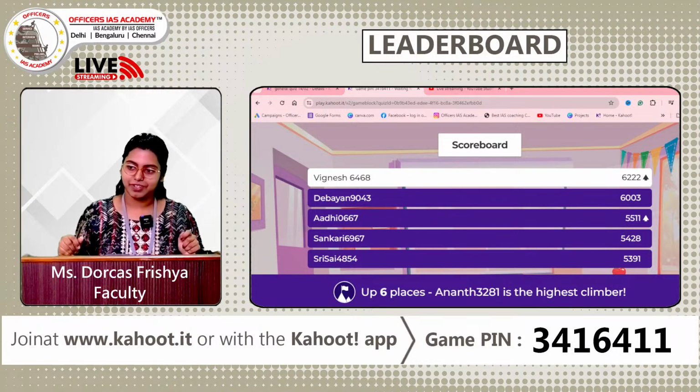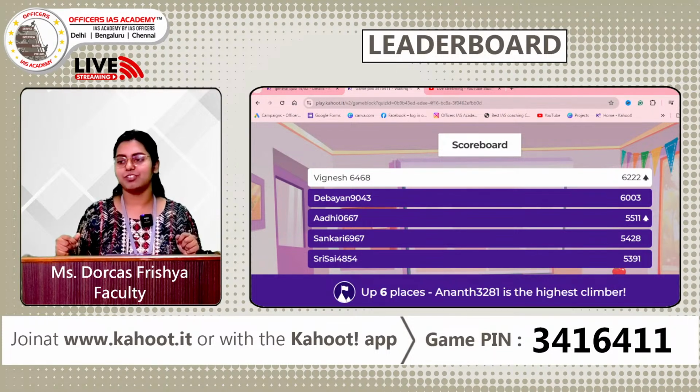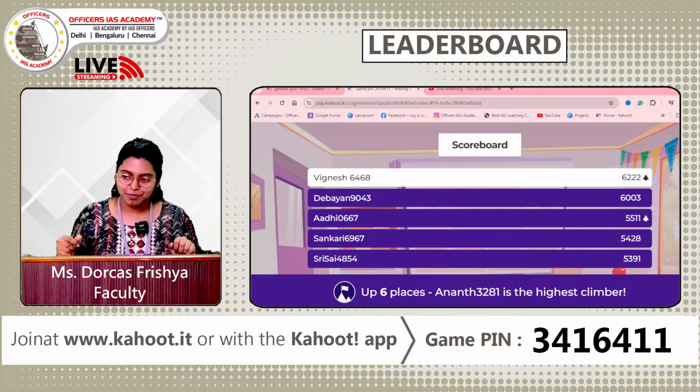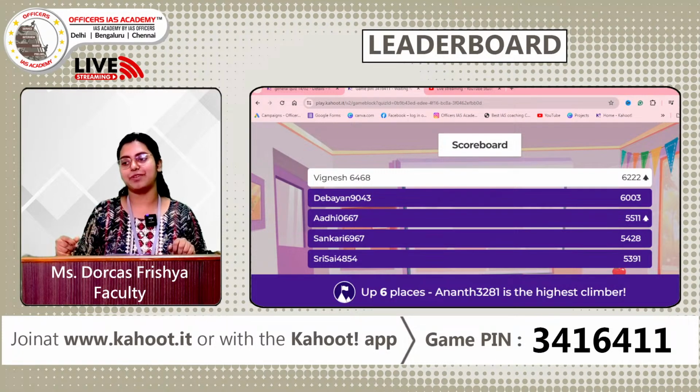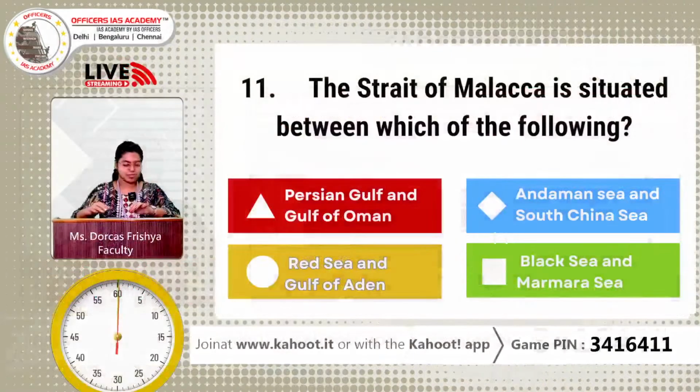Second place, Debayan. Very good. Adi on the third position. Great work, Adi. Shankari on the fourth place. Very good, Shankari. Sai on the fifth position. Very good, Sai. And we can see a new member, Anant, is the highest climber. Great work, Anant. Very good. All right. So let's look at the next question. Question number 11.